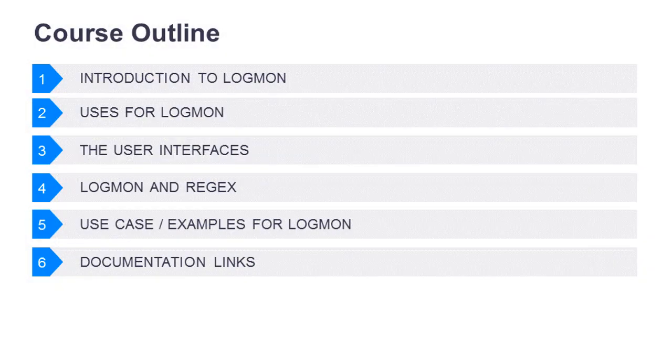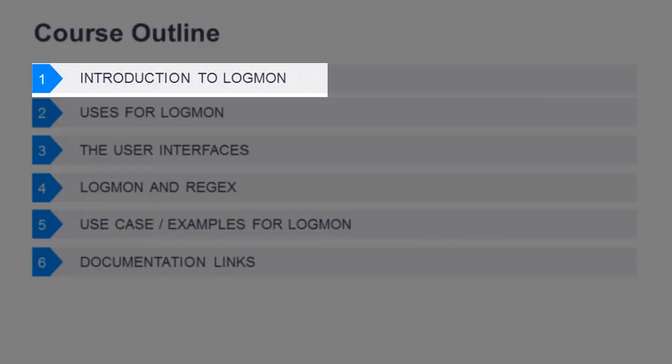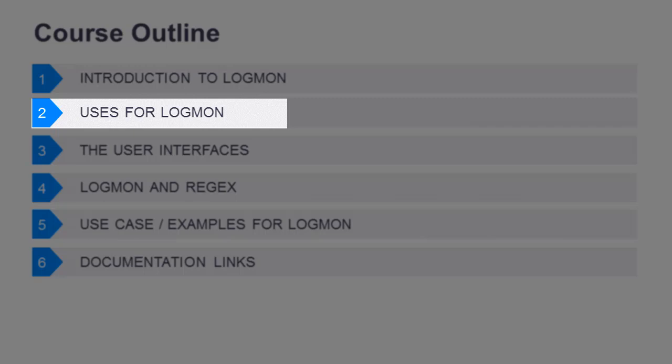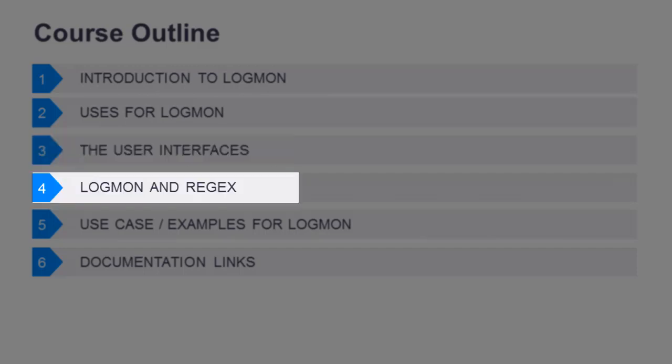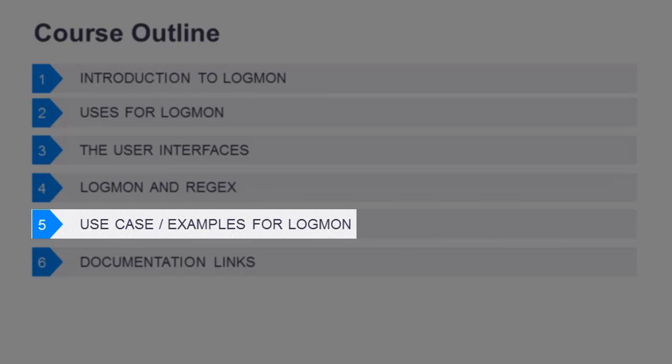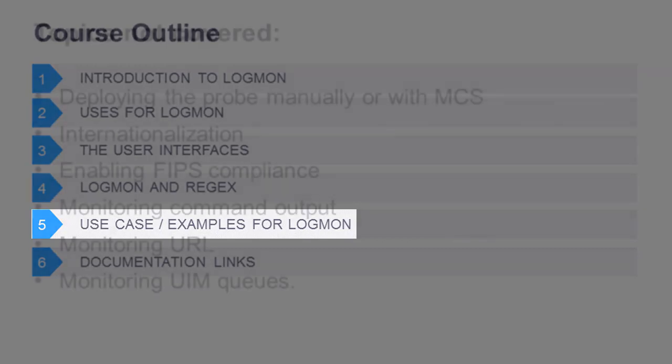This course will cover the following broad topic areas: an introduction to the Logmon Probe, where we will cover why we might want to use this tool. We will go over the basic operations that this tool can be used for. We will then review the user interfaces, both the FAT client and the web interface. We will then delve into the pattern matching and regex used in this tool. And next we will cover some examples, use cases, and see examples of how this tool could be used.